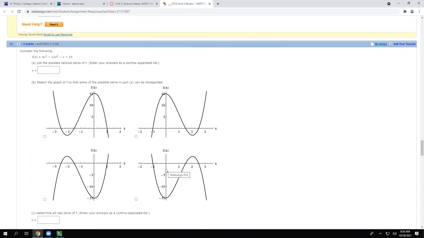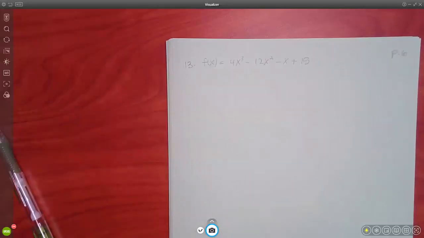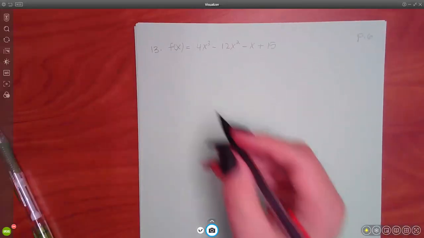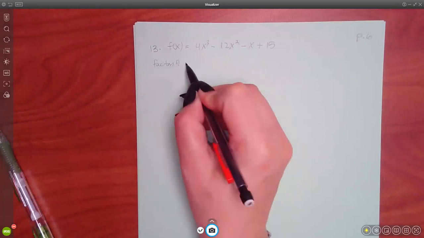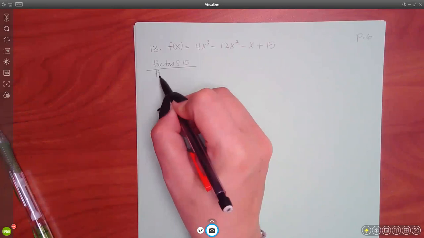Okay. Another problem, very, very similar, but of course it probably has a different result, totally different function. We don't have too many problems left. Okay, so same thing, we're gonna do our possibles. So factors of this 15 over factors of what?